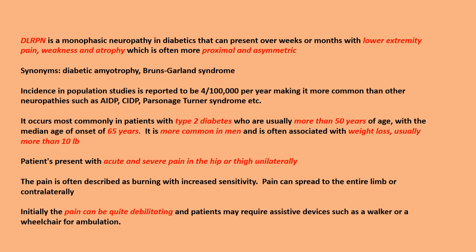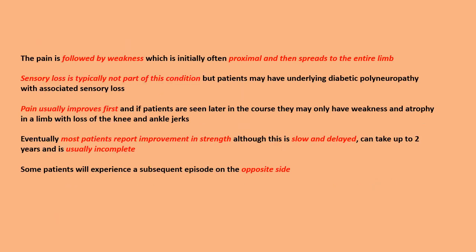Pain can spread to the entire limb or contralaterally. Initially, the pain can be quite debilitating and patients may require assistive devices such as a walker or a wheelchair for ambulation. Pain is followed by weakness, which is initially often proximal and then spreads to the entire limb. Sensory loss is typically not part of this condition, but patients may have underlying diabetic polyneuropathy with associated sensory loss.